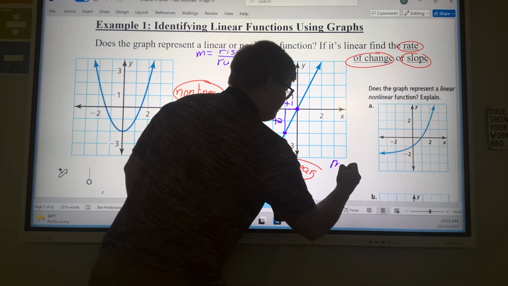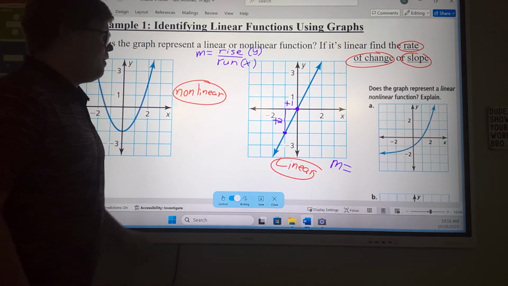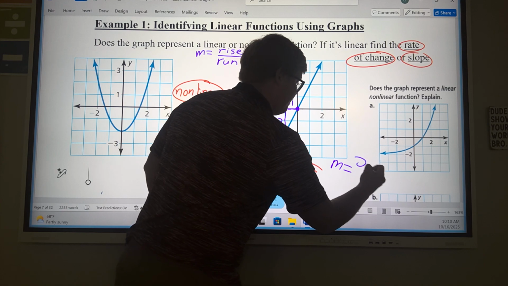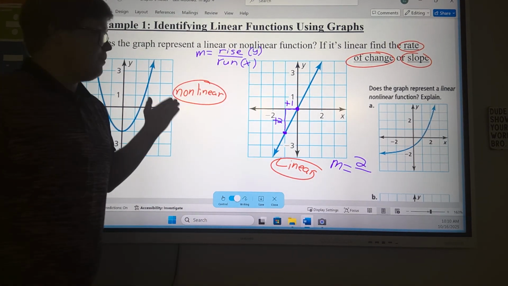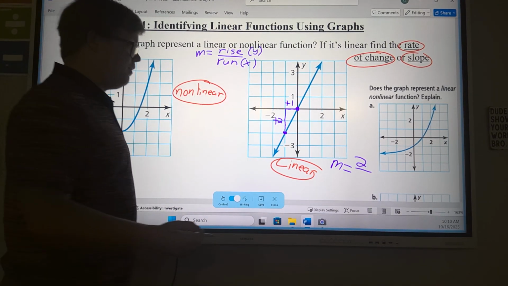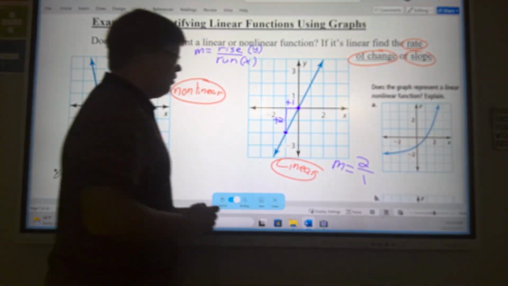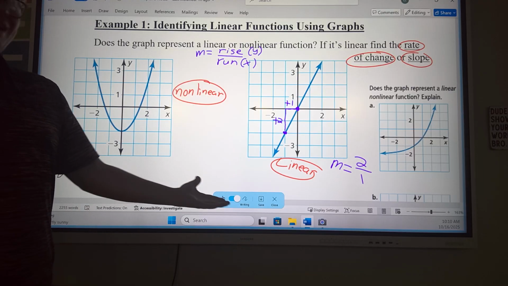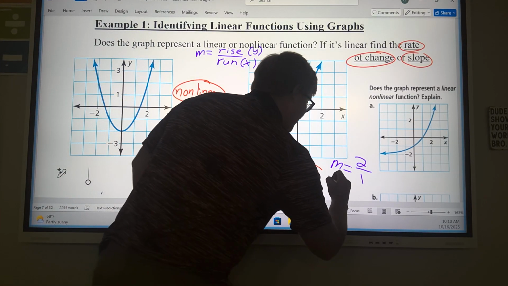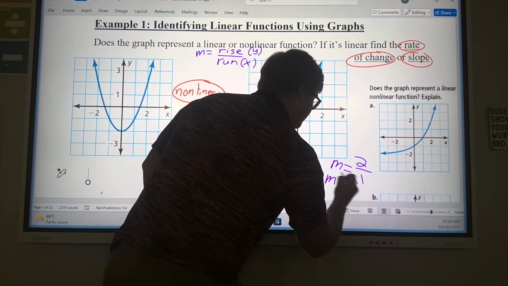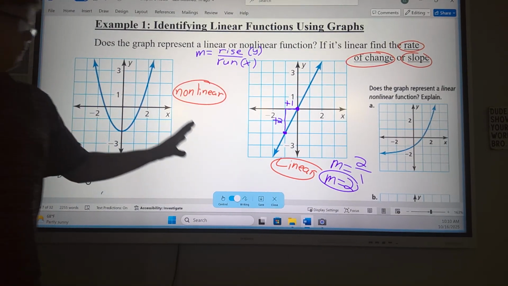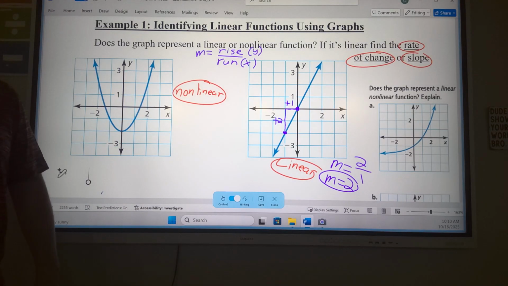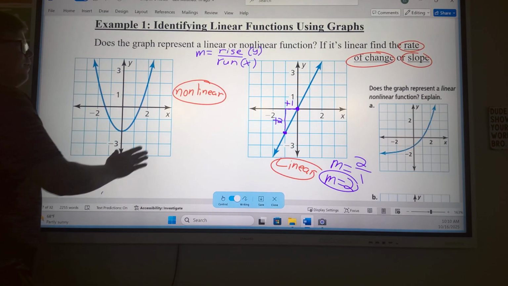We have m equals the rise is 2. So that means 2 is on top. And the run is a positive 1, which means 1 is on the bottom. So our slope is 2 over 1, and 2 over 1 in a fraction, 2 divided by 1 is 2. So our slope is actually 2. So if it is a linear function, I want to know the slope. All right, let's move on.